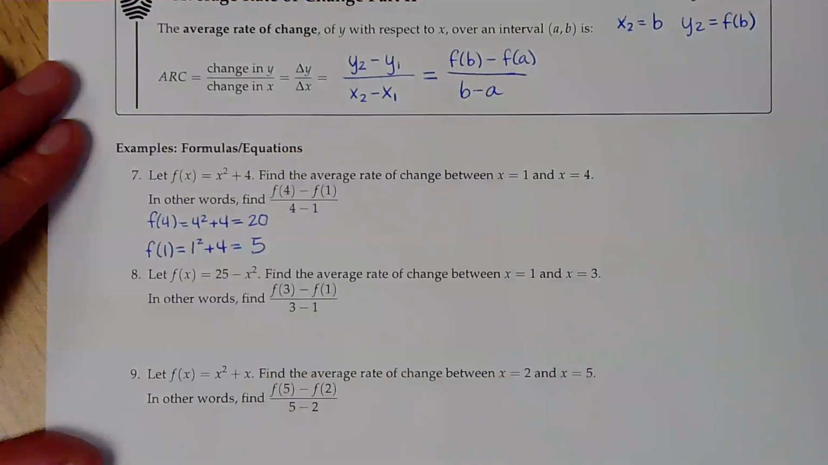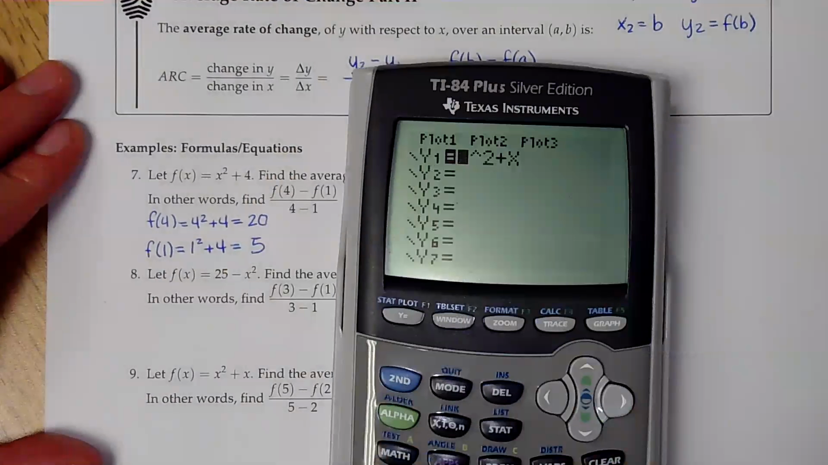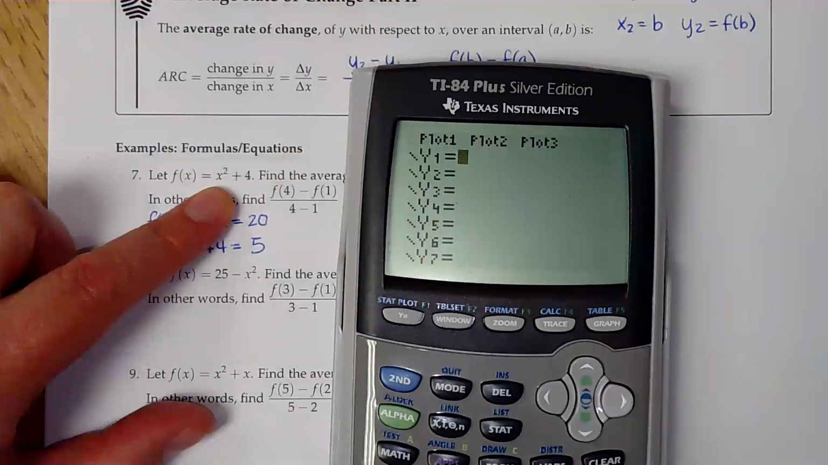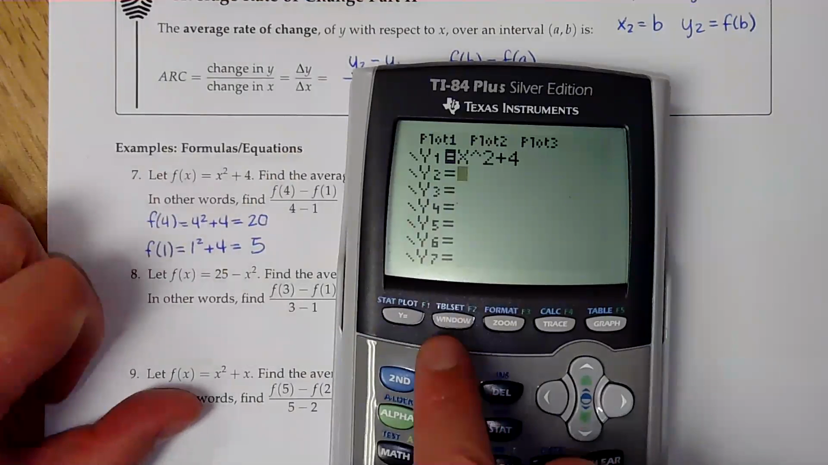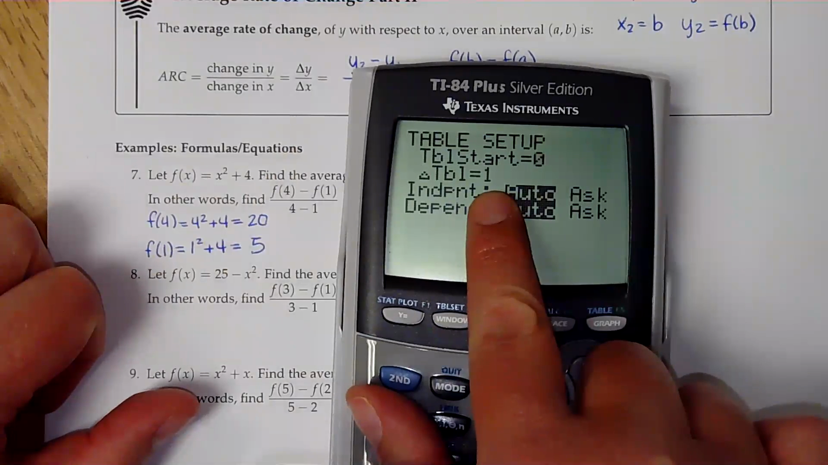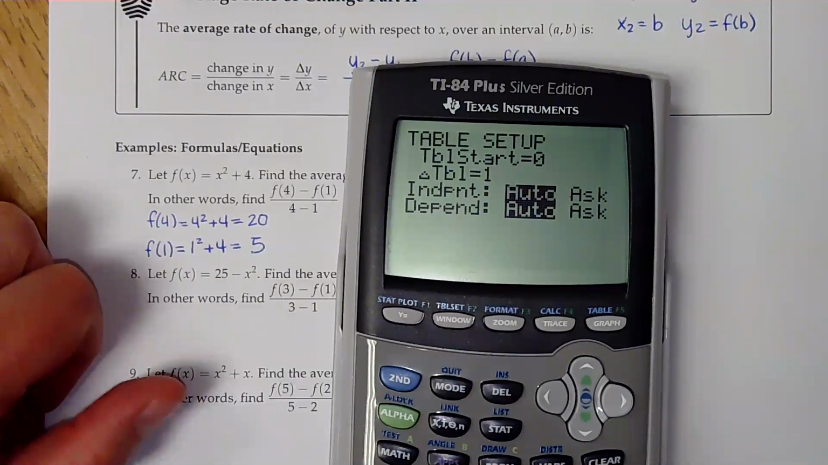And one way of doing this on a calculator, if you have a graphing calculator, you can put this into the y equals. So I'll put in my x squared plus 4 formula. And then I'm going to make sure that my table is set on the right where I want it to be. So I'm going to start at 0 and just go by ones. If those weren't 0 and 1, you can just type over them and hit enter.